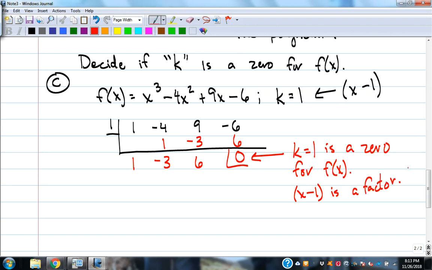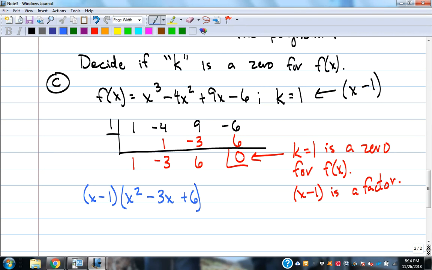Okay. Here's how that being a factor comes into play. 1, -3, and 6. That turns into x squared minus 3x plus 6, right? Because we broke down the polynomial. Here's the factored form of that larger polynomial. We can factor a larger polynomial using synthetic division.